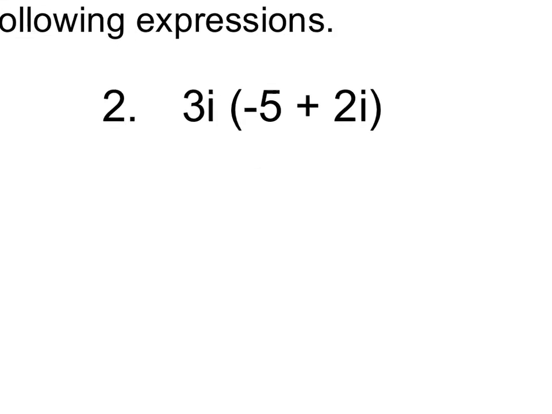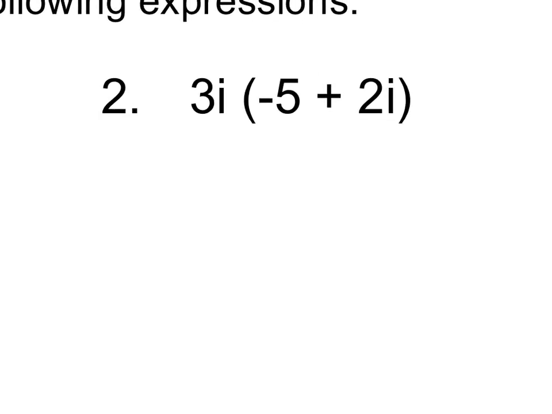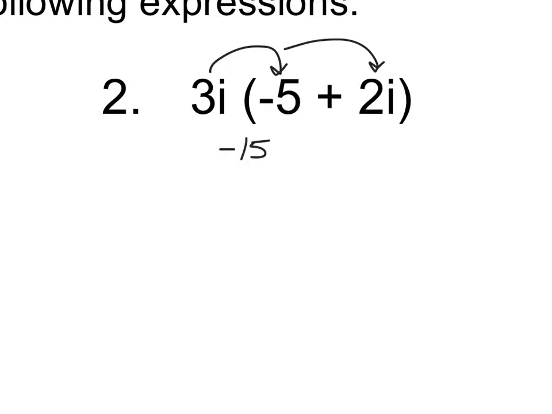Let's take a look at the second one. This is a distributive property one. We're going to distribute the 3i. So 3i times -5 is -15i. 3 times -5 is -15, and i times nothing is i. Then we're going to take 3i times 2i. 3 times 2 is 6, and i times i is i squared. That i squared is going to change that symbol. We're going to cross it out and make it the opposite, so it's going to be -6.